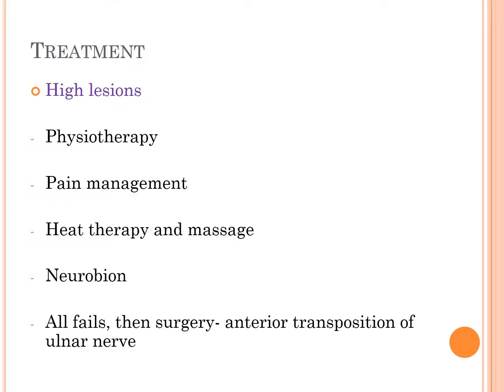The treatment for high lesions at the elbow area include physiotherapy, which will help to strengthen the muscles, pain management by anti-inflammatory medications, heat therapy or massage, Neurobion, which are vitamins for the nerves, and if all these fail, anterior transposition of the ulnar nerve can be considered.